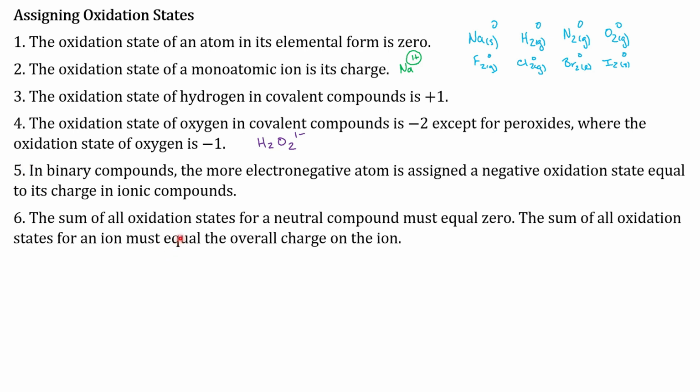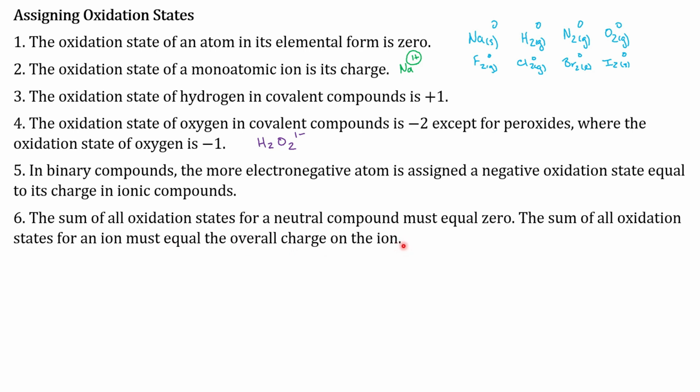For binary compounds, the more electronegative atom is assigned a negative oxidation state, and that is going to be equal to its charge in ionic compounds. So you can think of this as very similar to the oxygen rule, but just for binary compounds. And our last rule here is the sum of all oxidation states for a neutral compound must equal 0. However, the sum of the oxidation states for an ion must equal the overall charge on the ion.